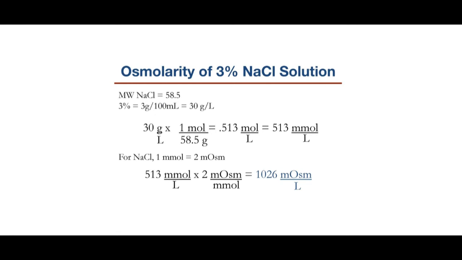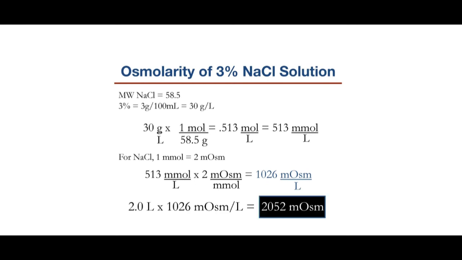Now, what are we infusing? 2 liters. So now what do we do? Multiply by 2, right? 2 liters at this concentration gives us 2,052 milliosmoles. That is the number of particles that we're adding to the body. Where are those particles going? Plasma and interstitial. It's staying in the extracellular environment. It's not going to go into the cells, correct? So any kind of infusion we have is staying in the extracellular environment.